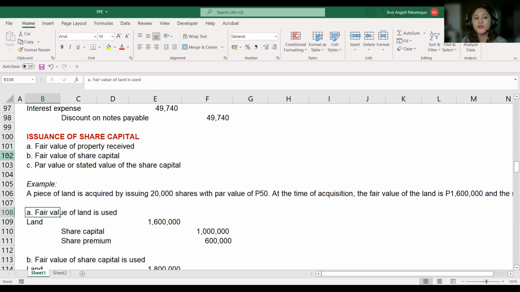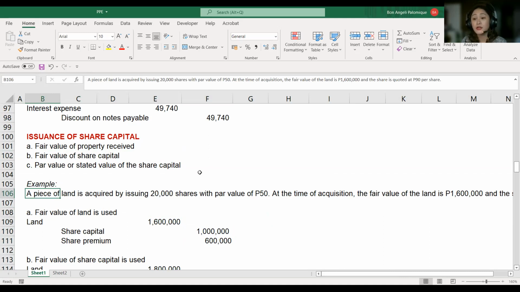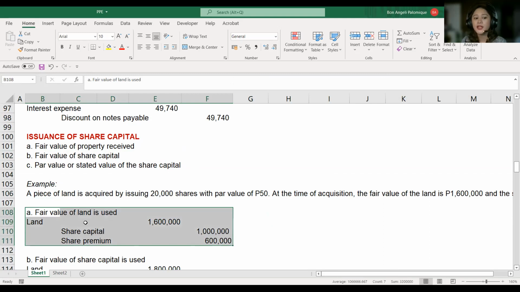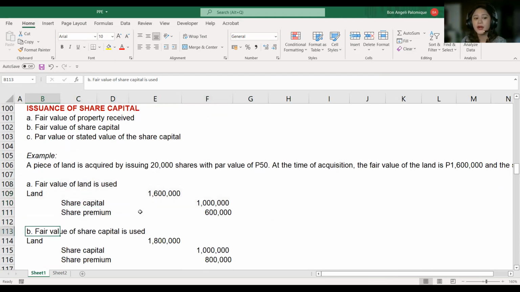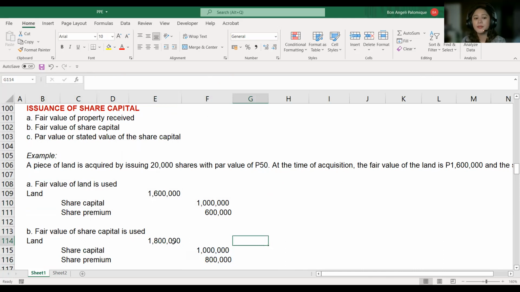Next, paano kung hindi given ang fair value of land? Ang given lang is fair value ng share capital, which is yung 90 pesos. Itong example na to, andito lahat, no? Kung sakaling ito talaga yung problem, ito dapat yung gagawin. Pero what if lang kunyari hindi given yung fair value ng land? Ang gagawin mo is fair value ng share capital. Ang masusunod is yung 90 minus 50. 90 is the market price, less 50 is the par value. So, the share premium is 800,000. Land will be the balancing figure. Ibig sabihin, 1,800,000 ang kanyang land.